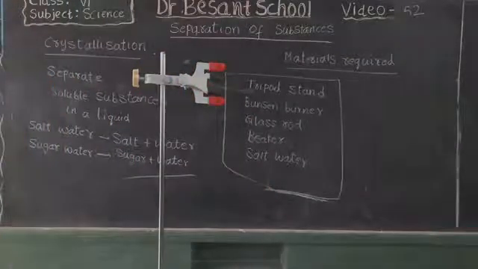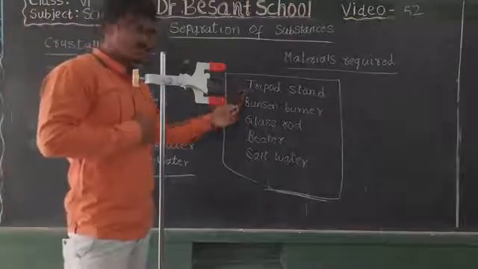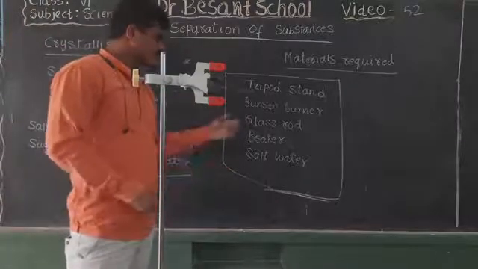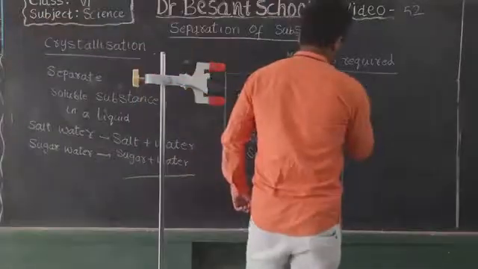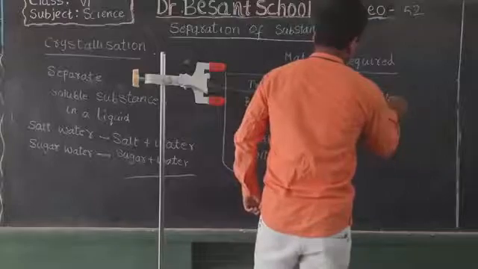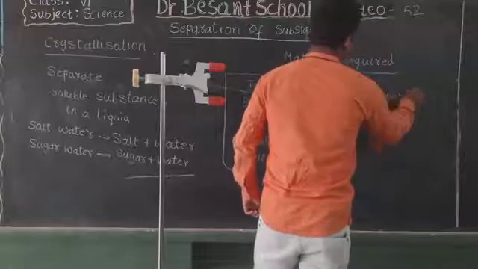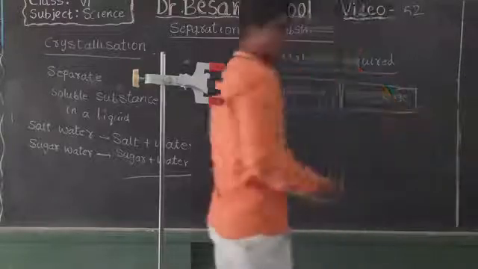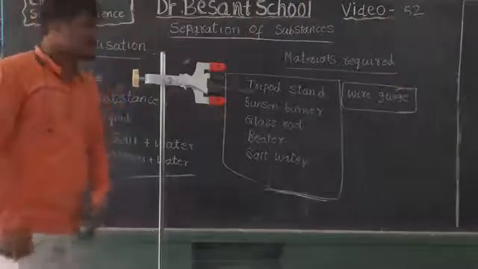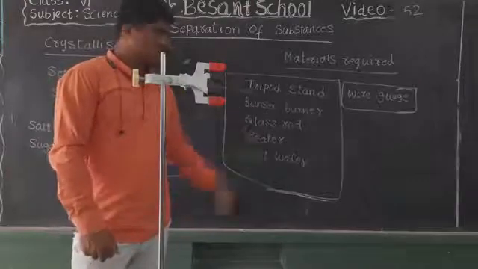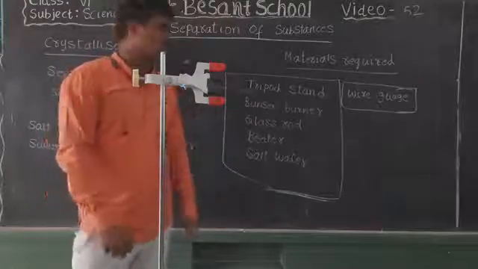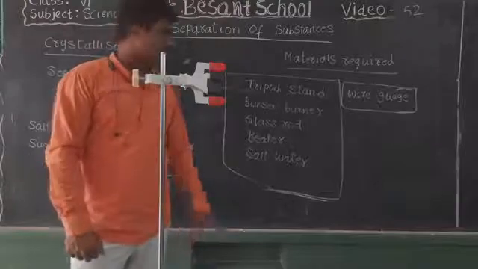With the help of these materials, we can perform the crystallization. We need a tripod stand, Bunsen burner, glass rod, beaker, and wire gauze. Wire gauze is also required because if you heat unevenly, that beaker may break due to heat. That's why we need a wire gauze for uniform distribution of the heat. Is it clear or not?